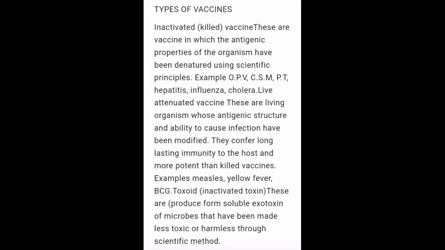Live attenuated vaccine. These are living organisms whose antigenic structure and ability to cause infection have been modified. They confer long-lasting immunity to the host and are more potent than killed vaccines. Examples: measles, yellow fever, BCG. Toxoid, inactivated toxin. These are produced from soluble exotoxin of microbes that have been made less toxic or harmless through scientific methods.